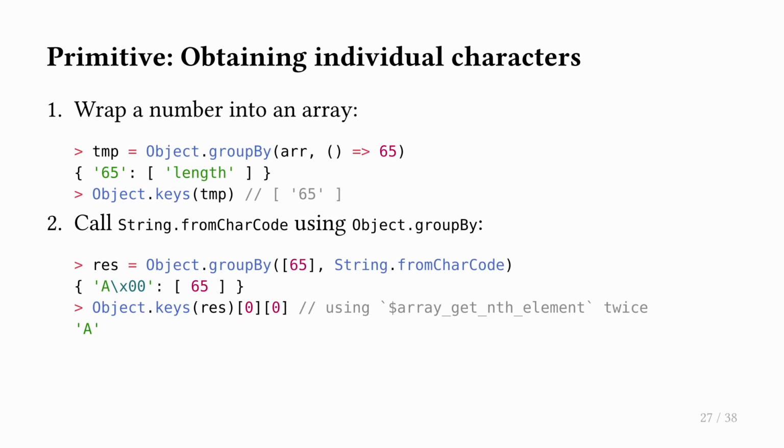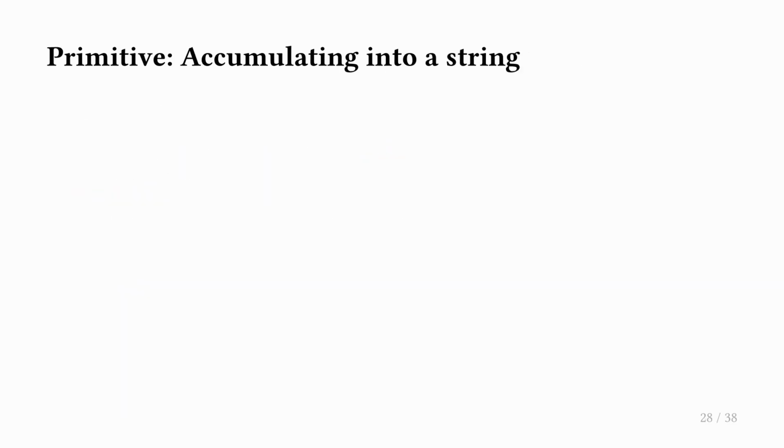So anyway, then groupBy gives us this weirdly shaped object with a null byte in there because it's also passing the index to fromCharCode. It's all a bit annoying, but then we just, again, take Object.keys to get a list with that string, take the first element to get just that string, then again the first element to get just capital A. So this solves our problem of number to character.